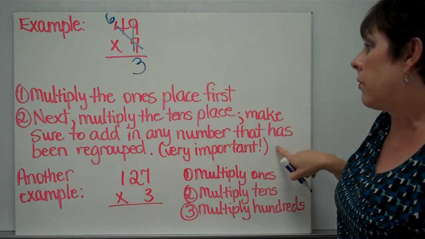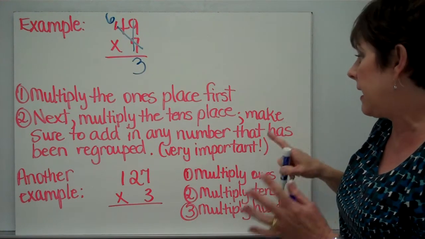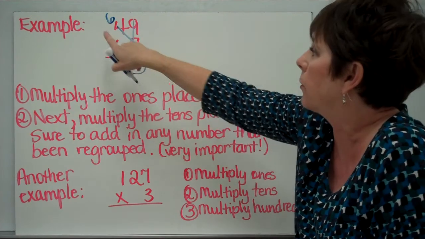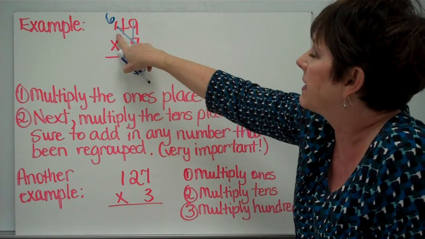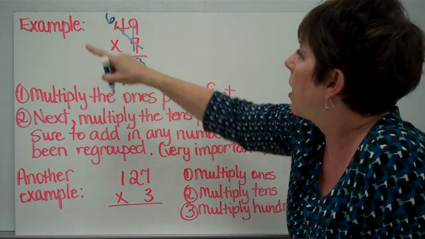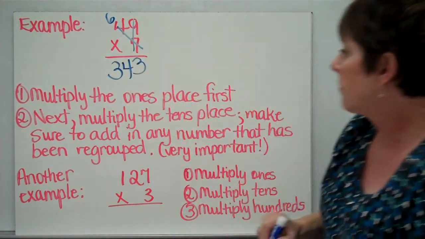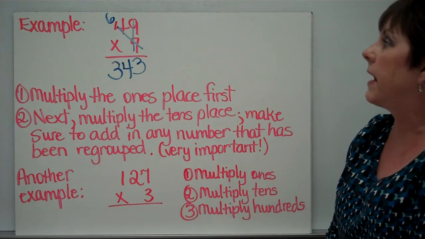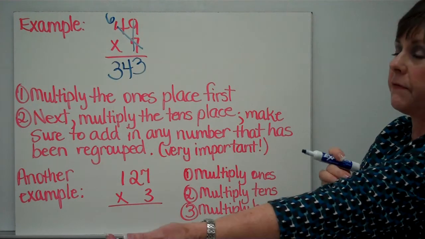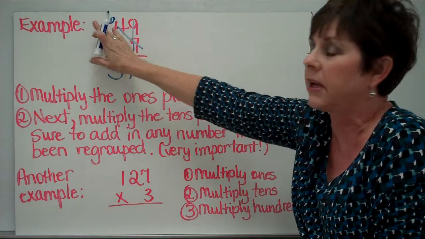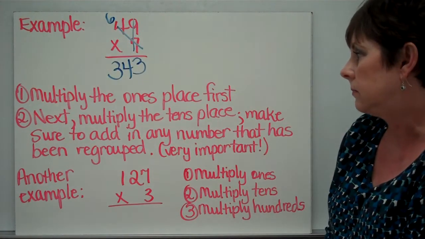Now, make sure that you add in any number that has been regrouped. Like here, this was 63. We regrouped it over here. So 7 times 4 is 28, plus 6 is 34. All right, and that is very, very important that you put that in. If you don't, you might be doing everything else correct, but if you don't add that one little thing in, it'll throw it all off.